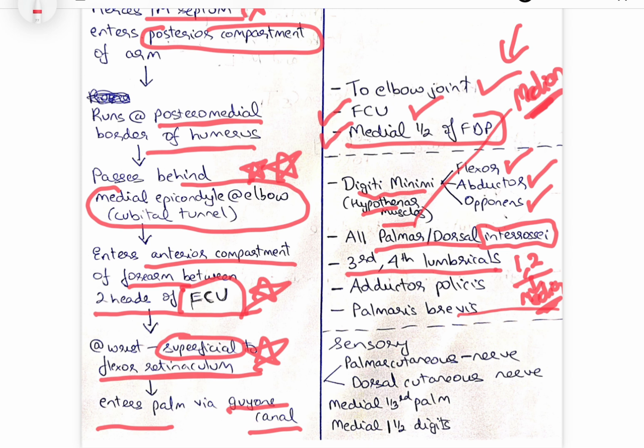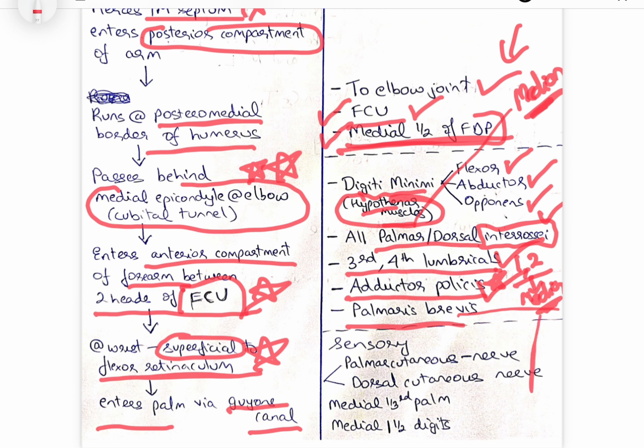Additionally, it also supplies the muscle causing the key pinch, that is adductor pollicis. Okay, so a very important muscle causing the key pinch of the thumb is supplied by the ulnar nerve: adductor pollicis and palmaris brevis. So most important, proximally at the higher level, it supplies the FCU and the medial half of FDP, and distally it supplies all the interossei, third and fourth lumbricals, adductor pollicis, and the hypothenar intrinsic muscles. Am I making sense? Okay.